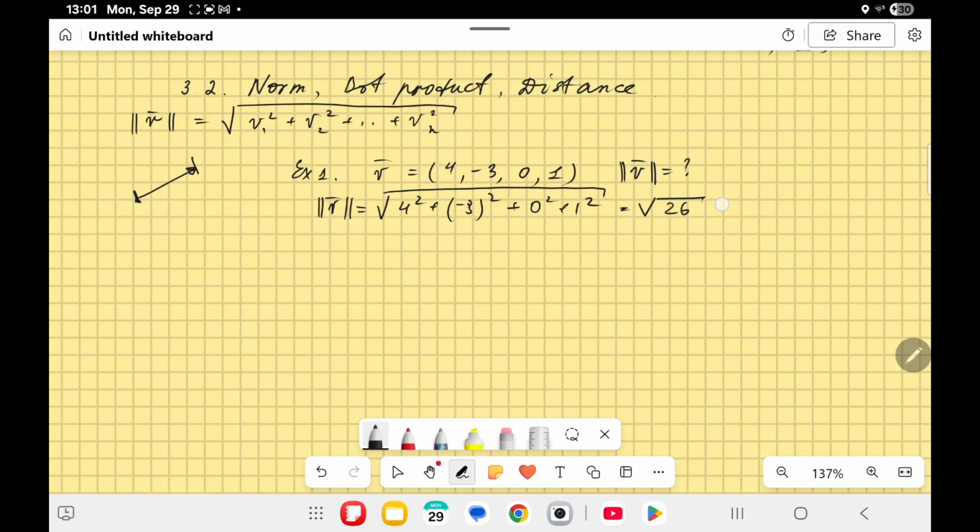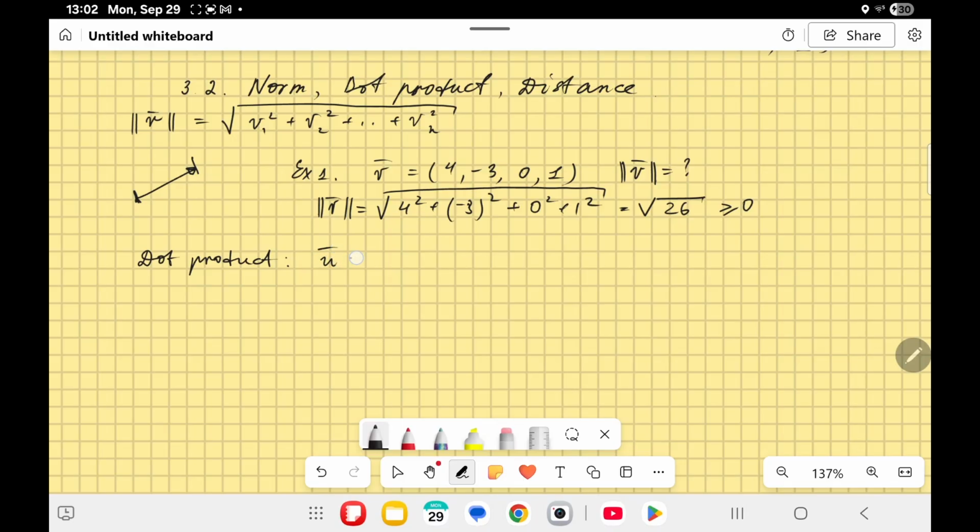Norm is always either greater than or equal to 0. To be equal to 0, the vector must have all 0 components, right? Because the construction of the formula is telling us that we can get 0 here only if all components v1, v2, and vn are equal to 0. Okay, so that was about norm. Now, dot product.